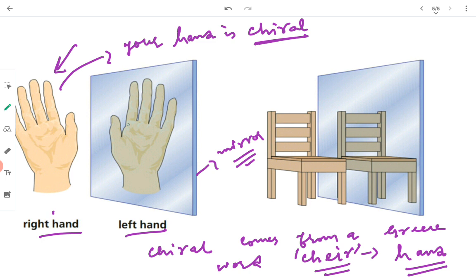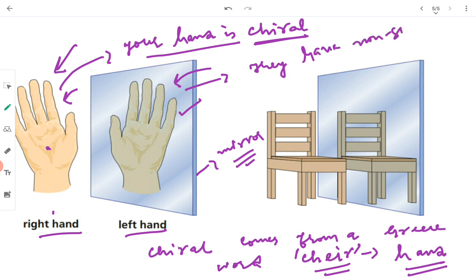Because if you try to superimpose your left hand with your right hand, you can never superimpose them. You have to hold this hand like this and put it all the way onto your right hand. You will never be able to do this. So we say that your hand is chiral. Why? Because they have a non-superimposable mirror image.